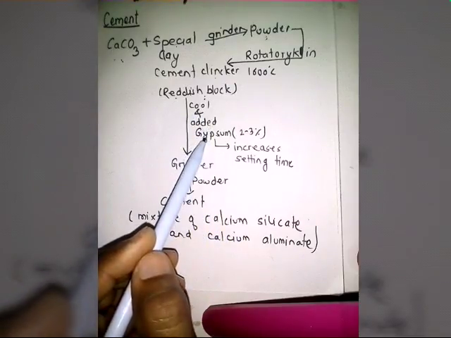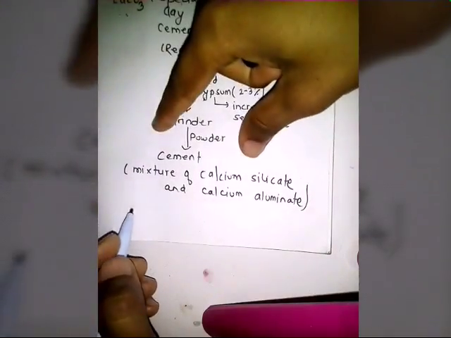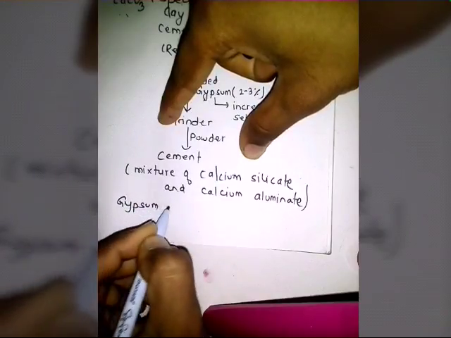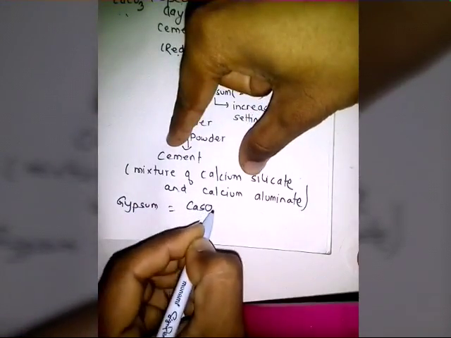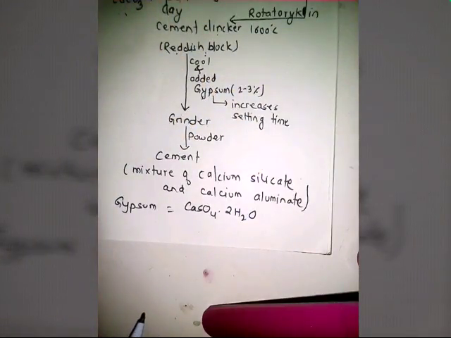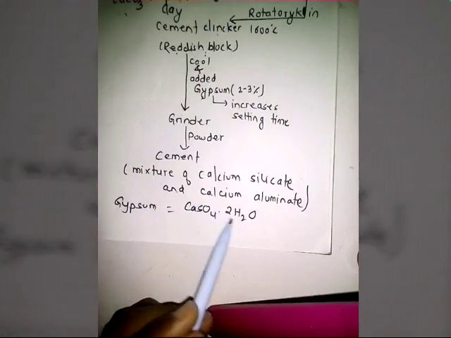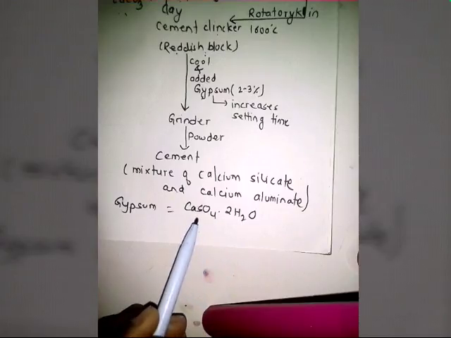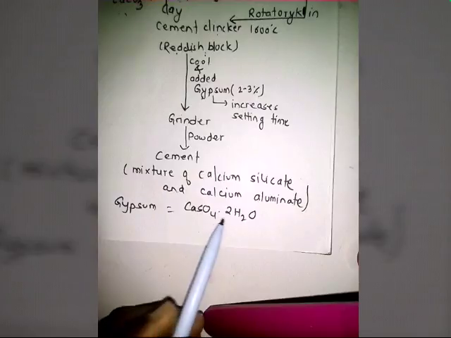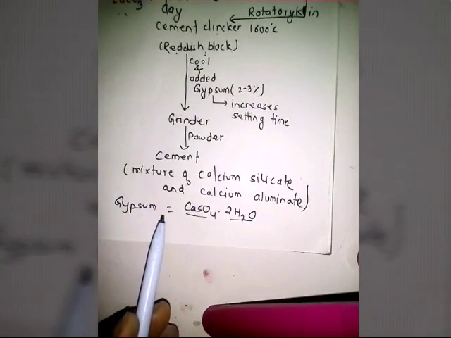And finally I will talk more on gypsum. The chemical formula of gypsum is CaSO4.2H2O. Now how do we define gypsum? Whenever water comes in, after the dot, we can say this is hydrated. So gypsum is a hydrated calcium sulfate.